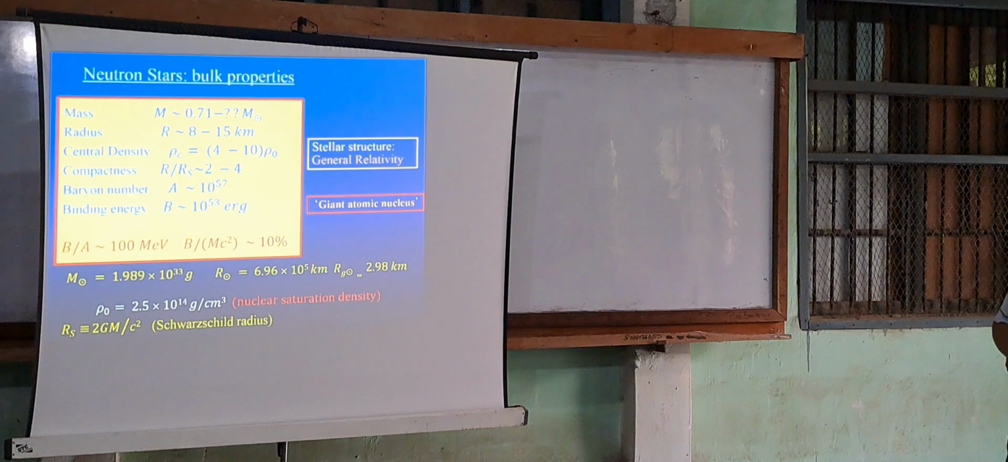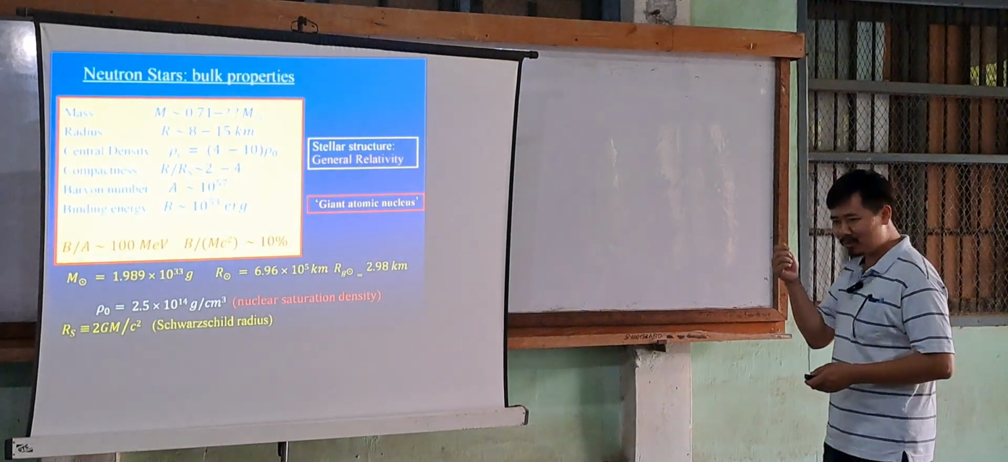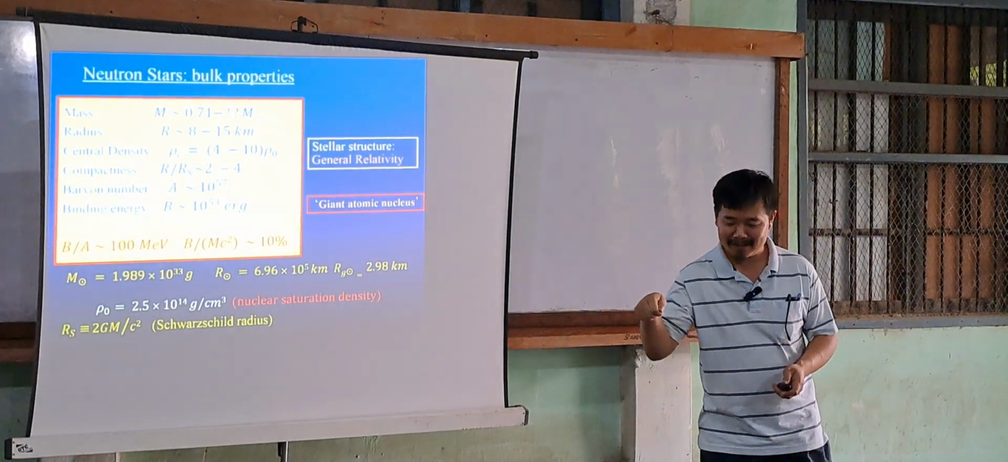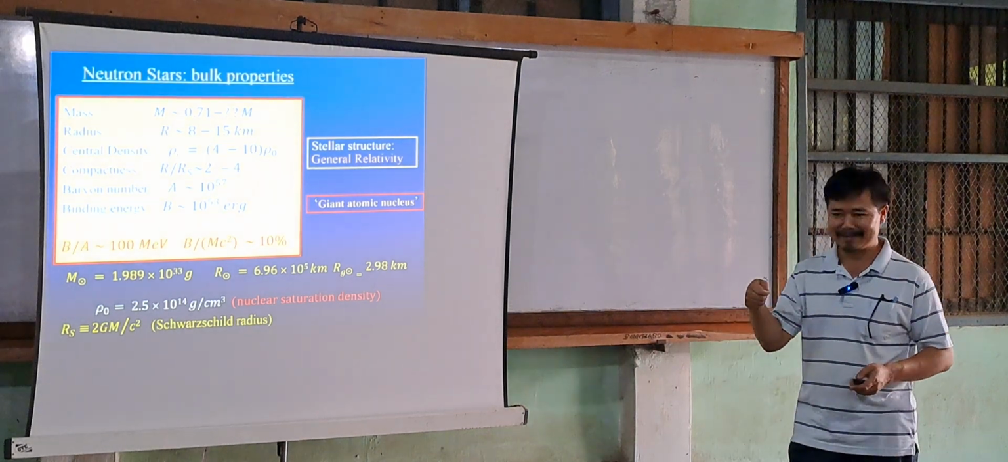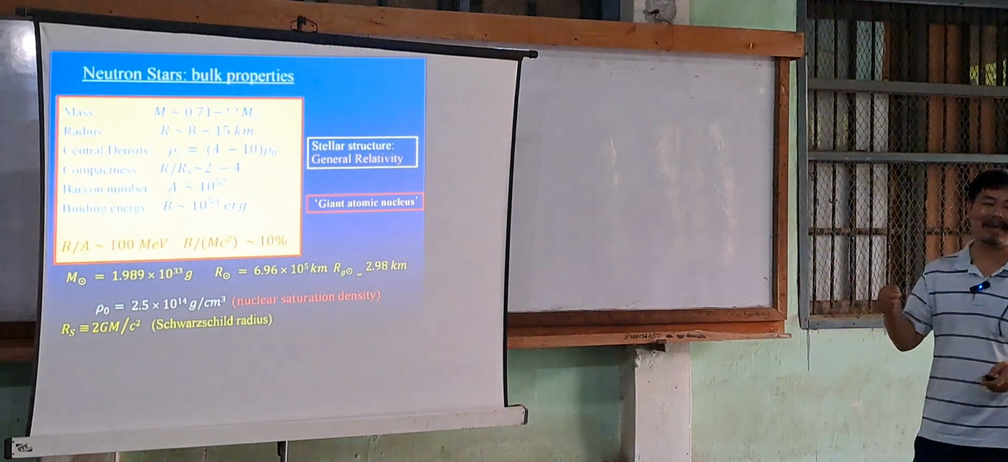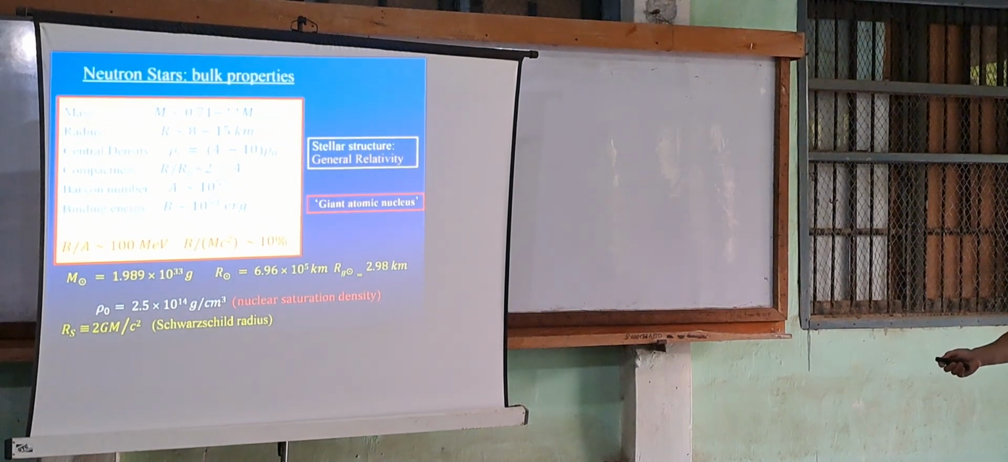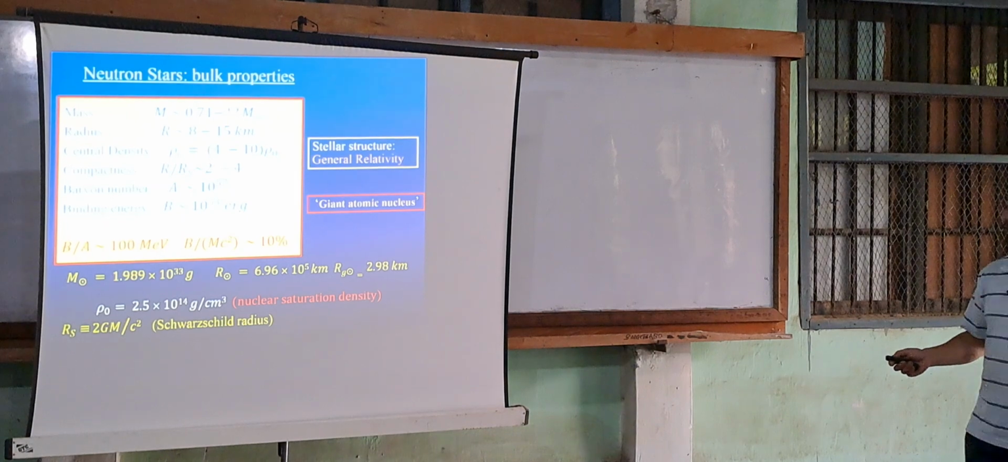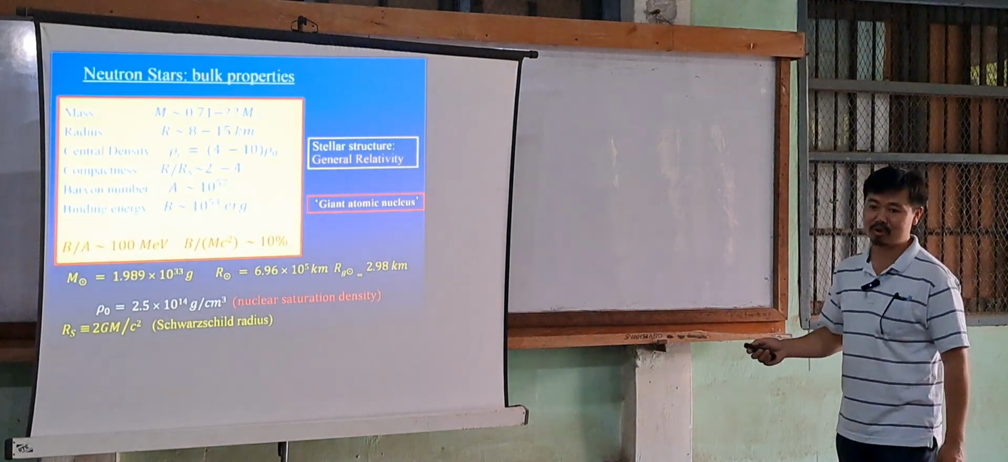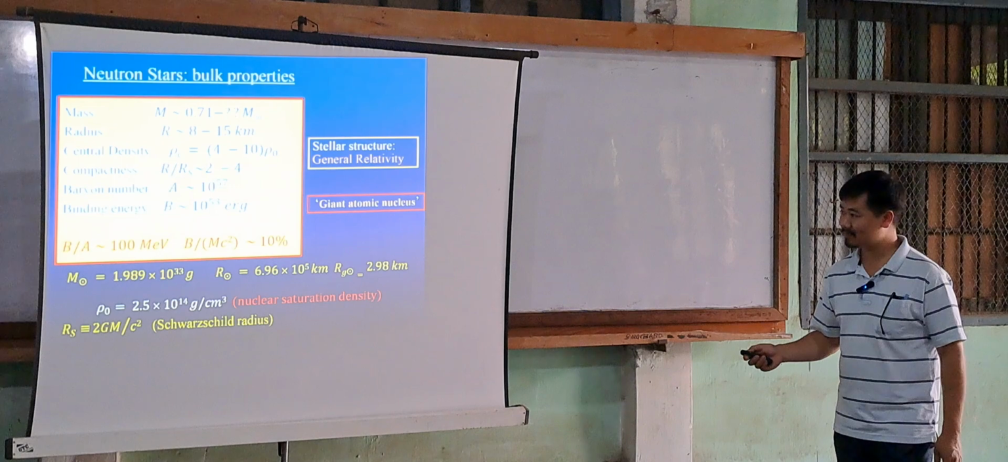Extremely small. So if you take a spoonful of the neutron star, it will be extremely heavy, because the density is of the order of 10^15. Central density will be about 4 to 10 times the saturation density, which is of the order of 10^14.